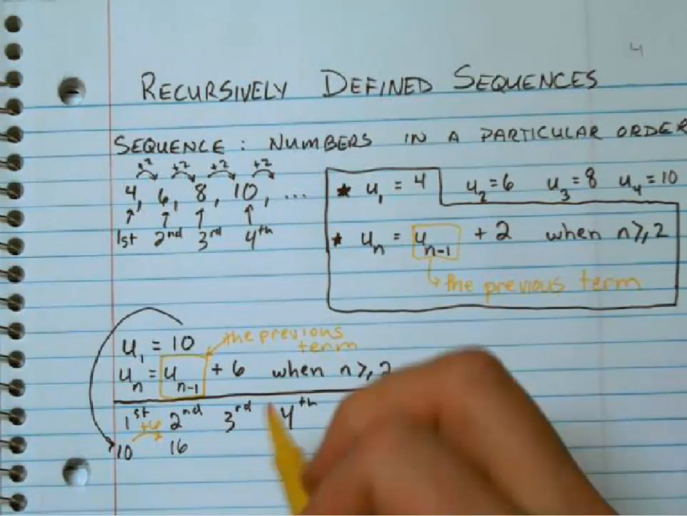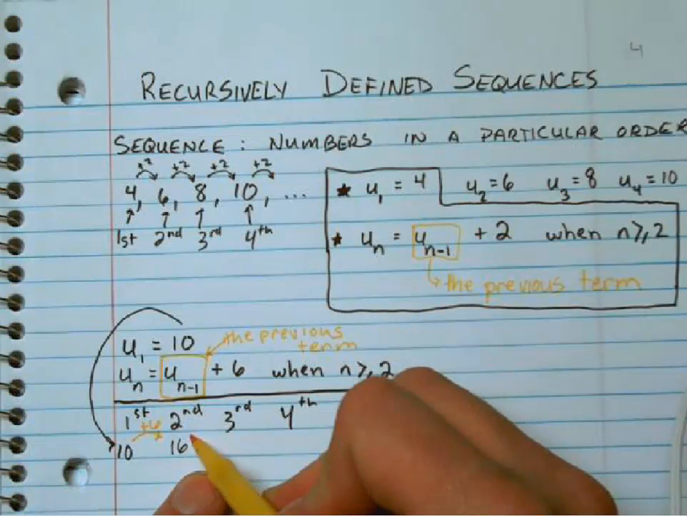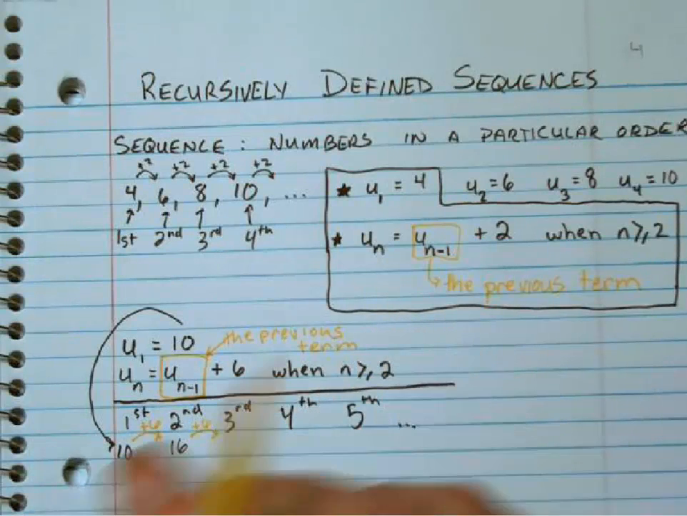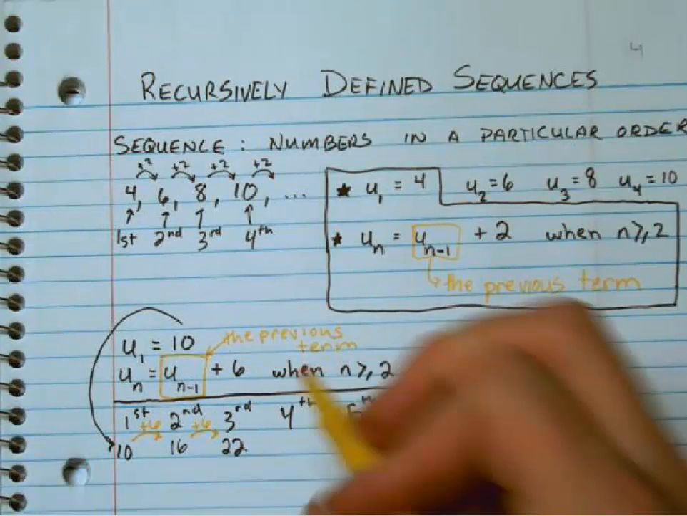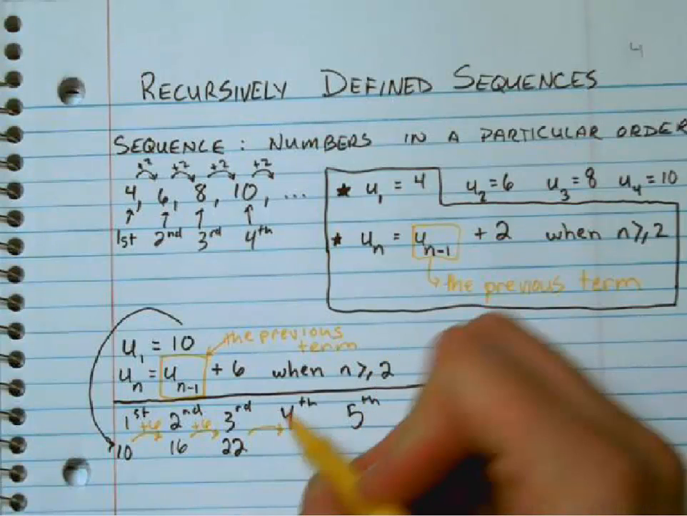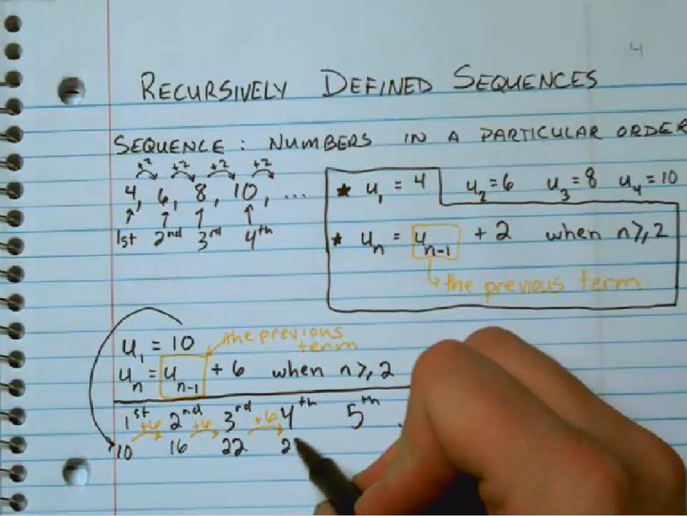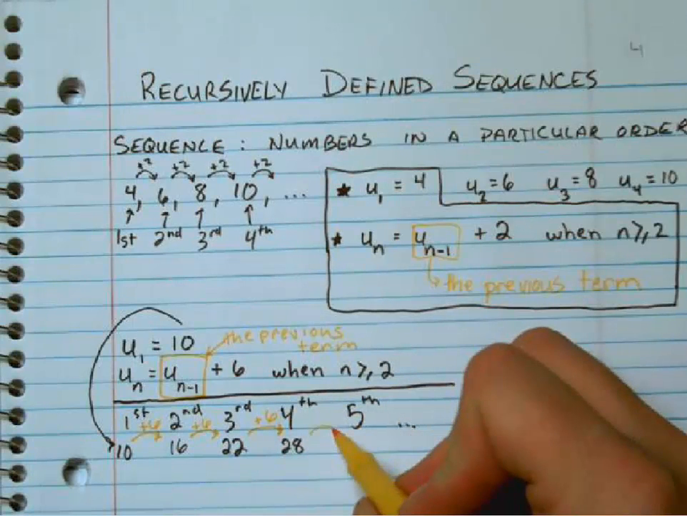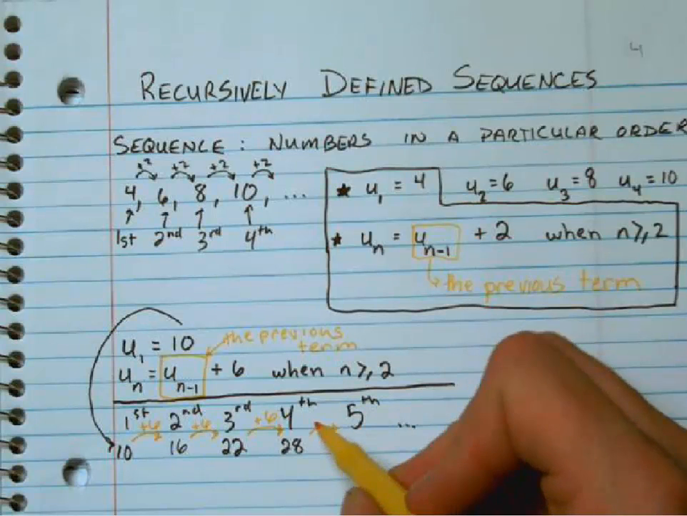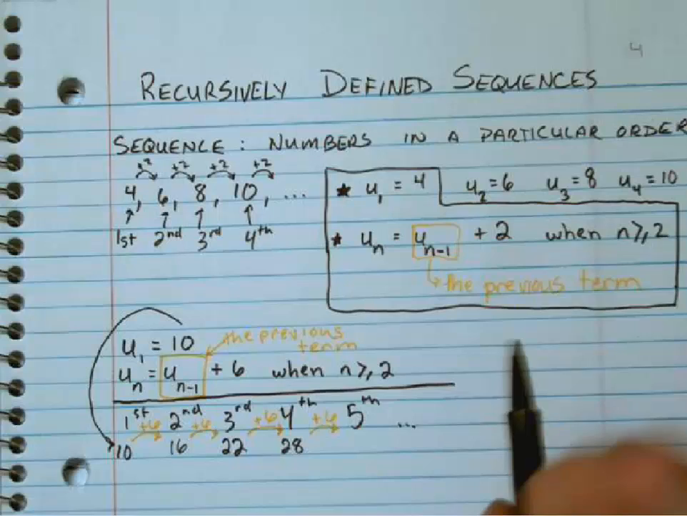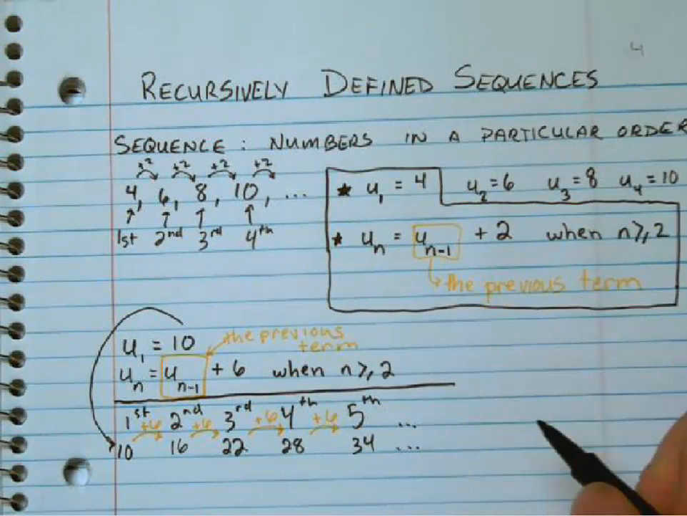To find the third term, I don't have a thing, I got to use this rule. We have to use the previous term plus 6. That's 22. To find the next term, we got to add 6. 28. To find the term after that, well, what do we do? Oh, gee, I don't know. Oh, yeah, add 6. 28 plus 6 is 34, and so on.